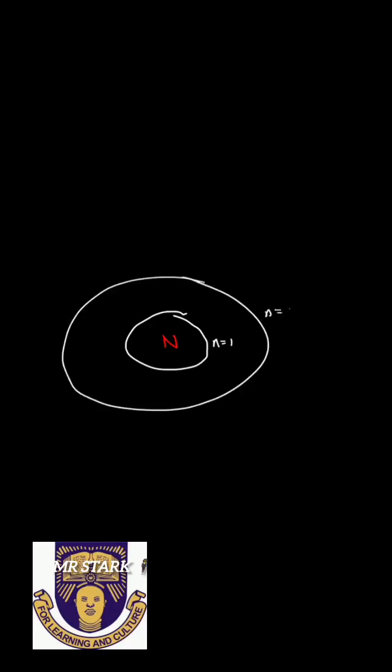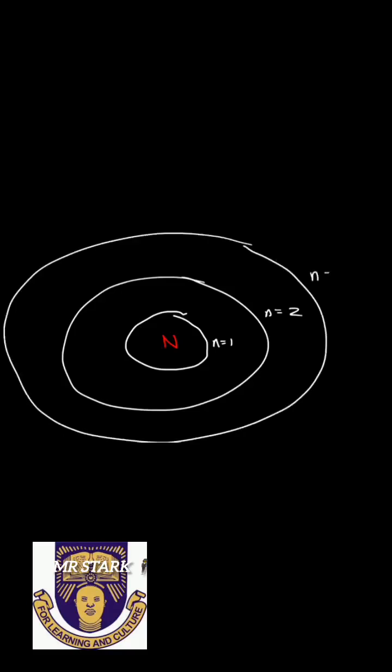So this is going to be the first energy level, n equals 1. And here we have the second energy level, n equals 2. And here's the third energy level, n equals 3. An electron that occupies the third energy level has more energy than one that occupies the second energy level. n represents the principal quantum number. It describes the size and the energy of that orbital.